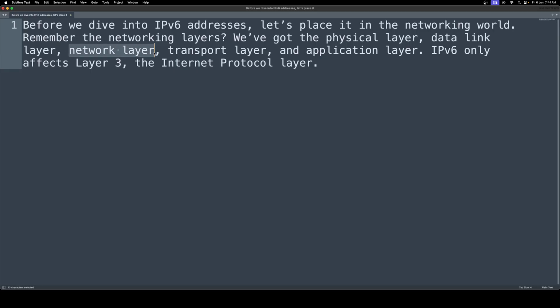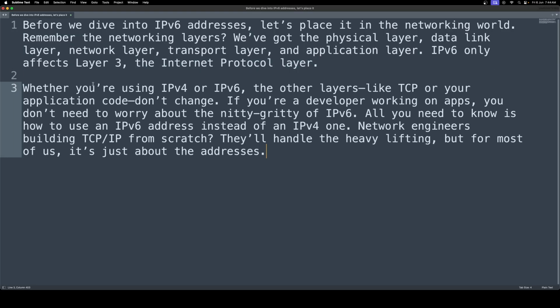Okay, so the network layer is the place where the IP address will be allocated. So here is the place where an IPv4 or IPv6 address will be affected. Remaining all is one and the same. That is nothing but the network layer, or the internet protocol layer. Whether you are using IPv4 or IPv6, the other layers like TCP and your application code don't change. If you are a developer working on apps, you don't need to worry about the nitty-gritty of IPv6. All you need to know is how to use an IPv6 address instead of an IPv4 one.